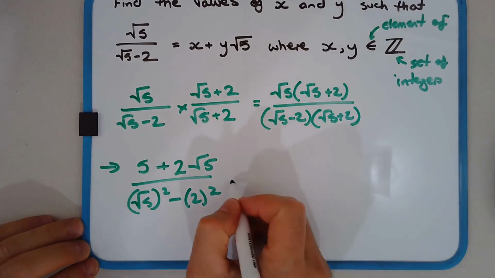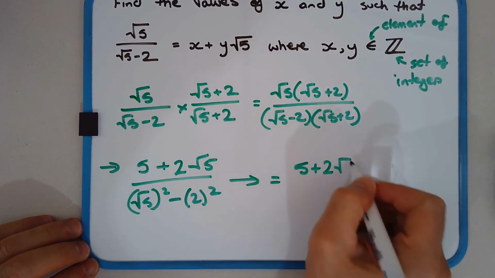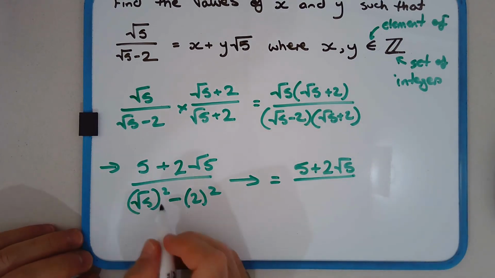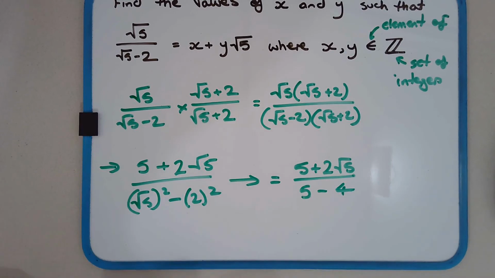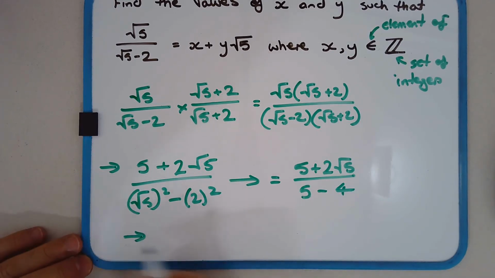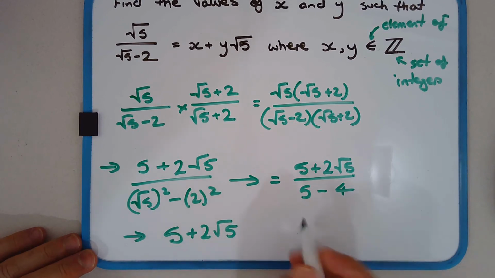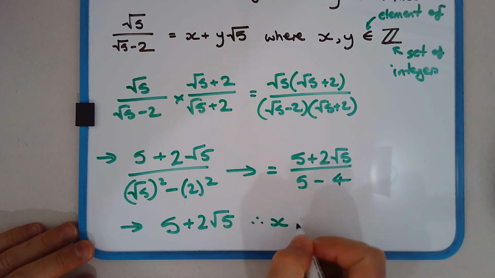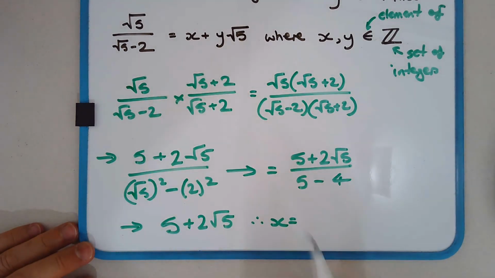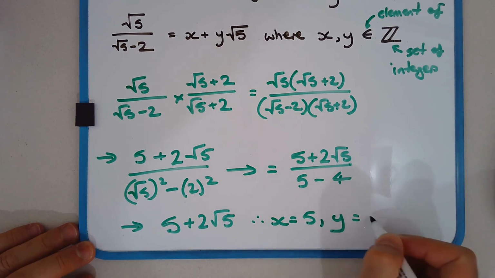Okay, so what does that give us? That gives us 5 plus 2 root 5 over, well, root 5 all squared, that's nice, that's 5, and 2 squared is 4, that gives us 1. And we just get 5 plus 2 root 5. So to answer the question correctly, therefore, x equals, well, what's the x there, it is 5, and y equals 2.